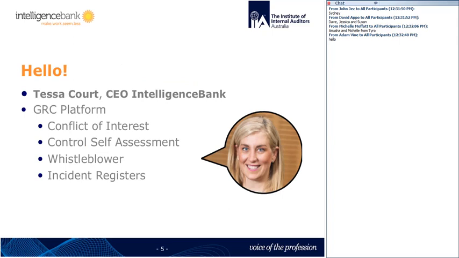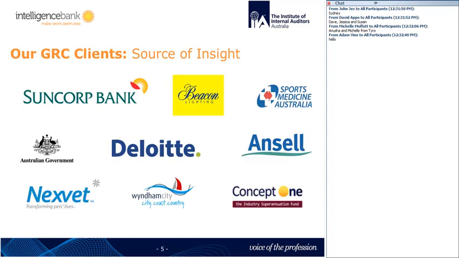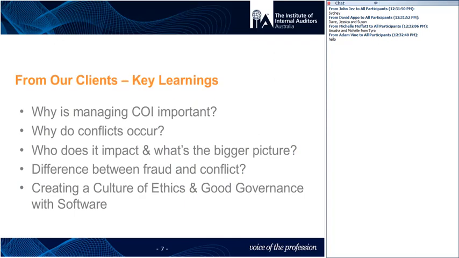The four tools that we focus on are conflict of interest, control self-assessment, whistleblower, and also incident and risk registers. And just to give you some context, the types of clients that we work with are really the source of the insights that we're talking about today. From our key clients, we are now experts at talking about why managing COI is important to the organization, why conflicts actually occur, who they impact, what the bigger picture is, and also how you create a culture of good ethics and good governance using software as well.